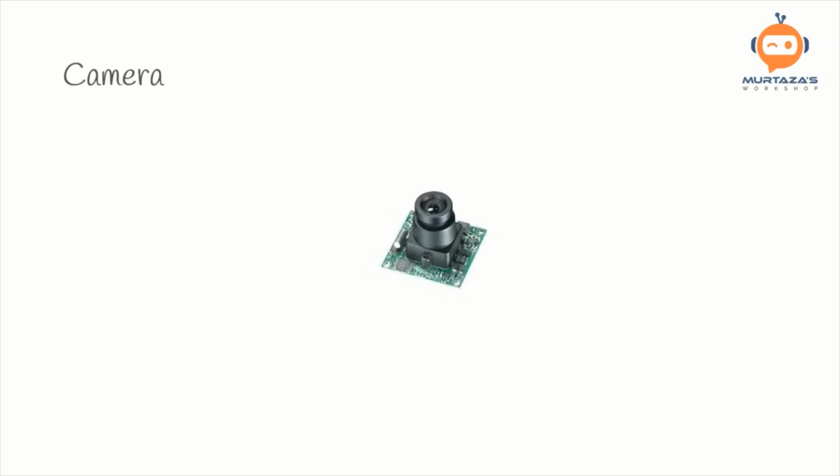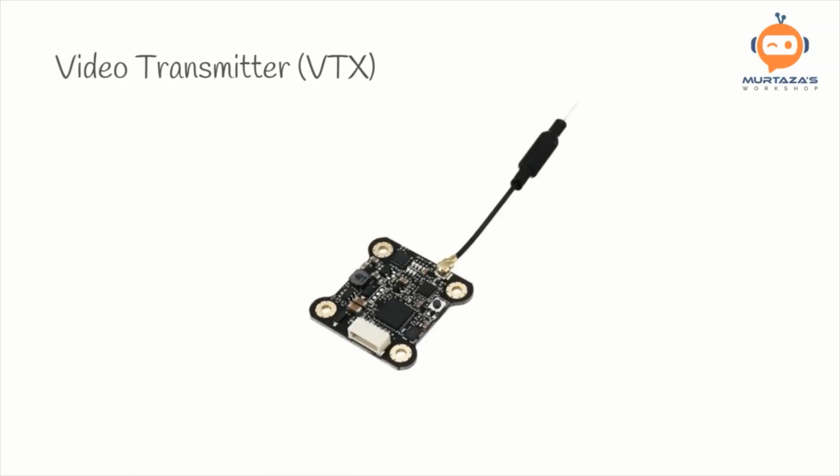Most of the times we will also have a camera attached to the drone along with either an SD card storage or antennas for wireless video transmission. Now, to transmit video, we need video transmitter. This device is responsible for the transmission of video through the antenna to your cell phone or the FPV remote.